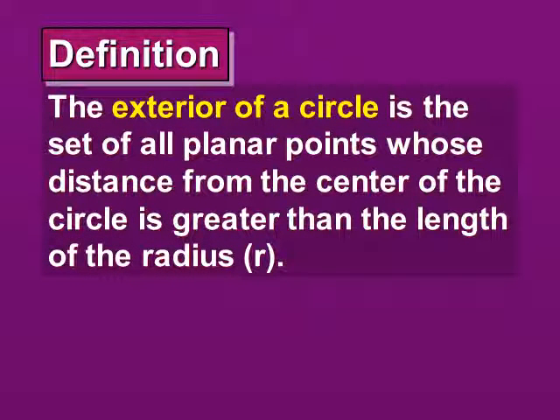And then of course you have the exterior of the circle, which is all the points on the plane that are on the outside of the radius. So it's further away from the center than the radius. So everything outside the circle is in the exterior. Shocking.